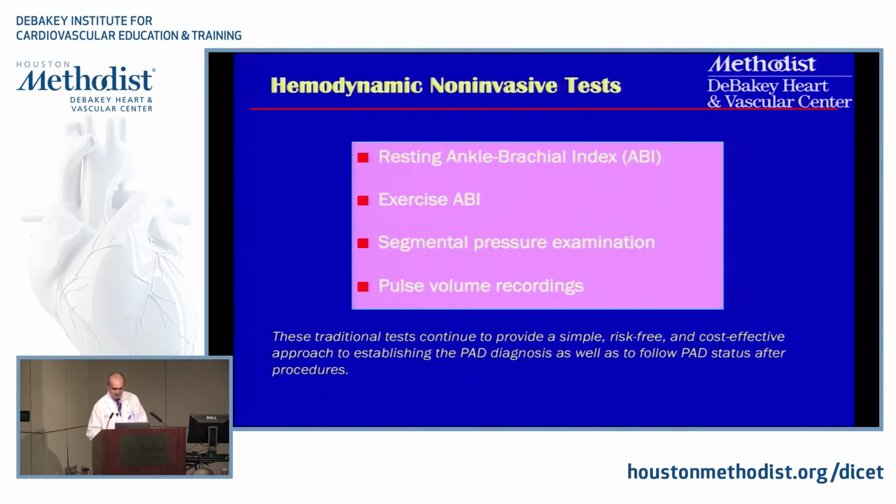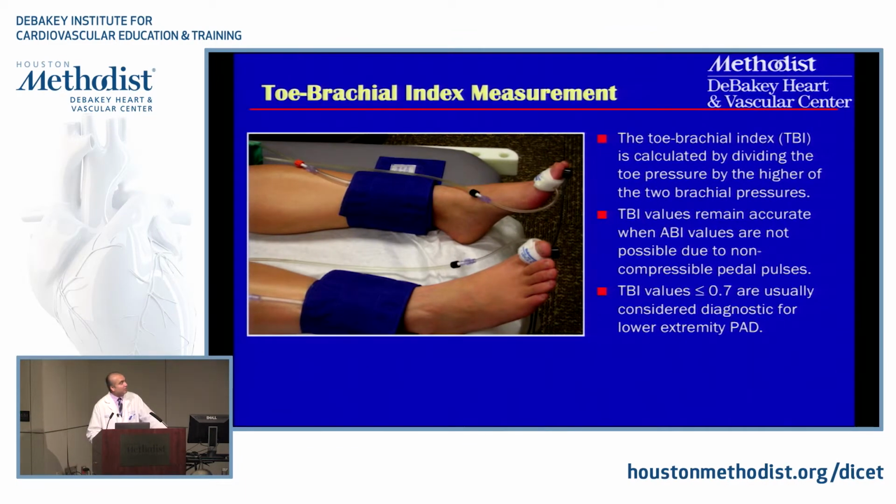And then for the toe brachial index, we use these special cuffs that go on the toe. Some labs consider a toe brachial index of less than 0.7 to be abnormal, indicative of PAD, and some labs will use a cutoff of 0.6. So it's between 0.6 and 0.7. If the toe brachial index is less than that, that's indicative that there's underlying peripheral arterial disease.